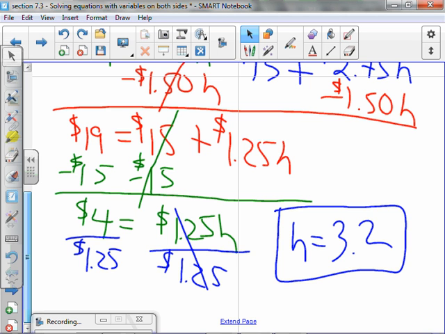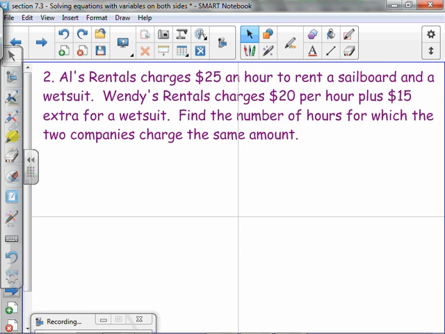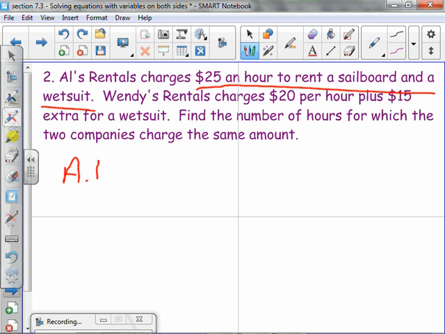We're going to do another couple of examples. Al's Rentals charges $25 an hour to rent a sailboard and a wetsuit. So Al's Rentals is just charging us $25 an hour, so $25 times H, and that gives us both the sailboard and the wetsuit that we want.